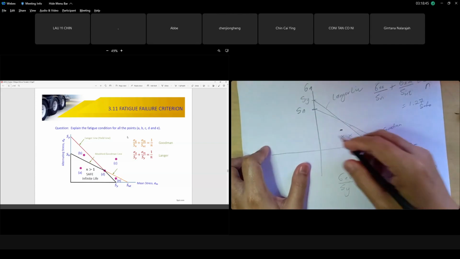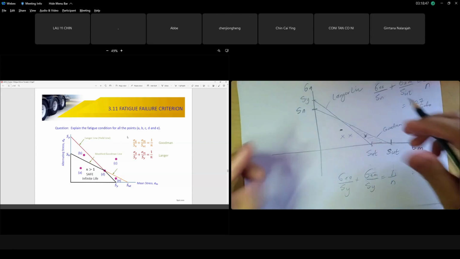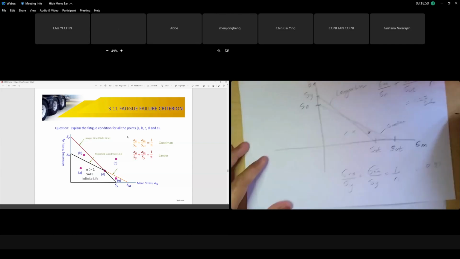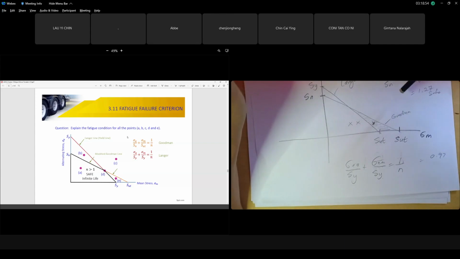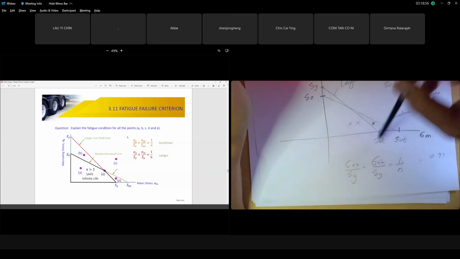Ini mean you have to adjust lah. You got to adjust, change. Kalau you punya project lah, sometimes in test, they ask you question, you don't have to adjust. They just ask you to find both. Just calculate. So you make your judgment from there.